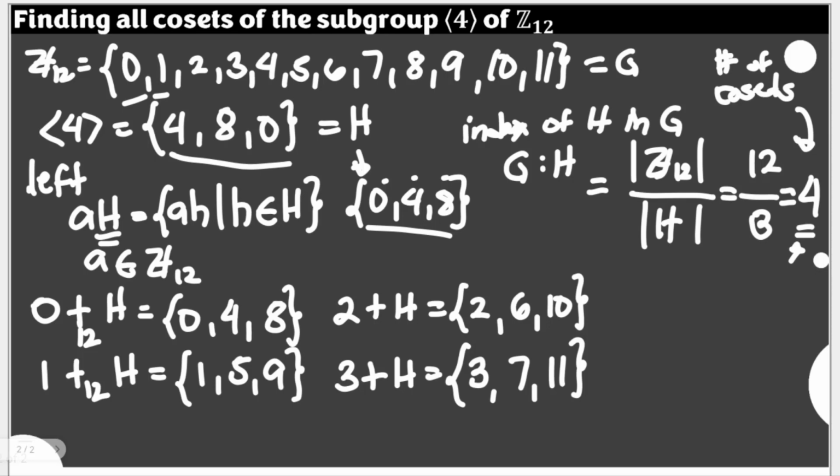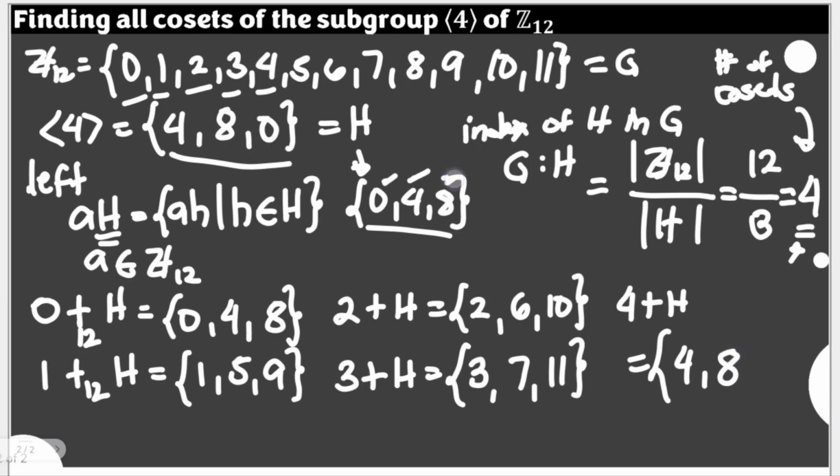Why is it that we still have other elements that we haven't tried? Let's check. If we use 4 as the next element of our Z12, 4 plus H will look like this. 4 plus 0 is 4. 4 plus 4 is 8.